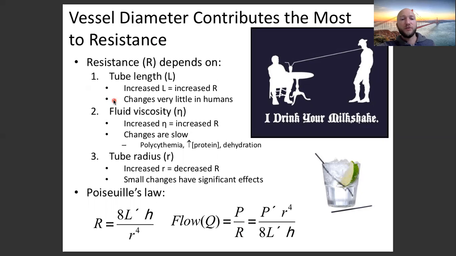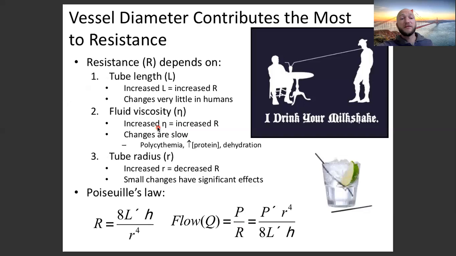It's not something that you can quickly change in order to affect blood flow. If you want to change your blood flow, you can't just quickly change your tube length, right? So when we want to regulate flow, tube length is not a good way to regulate flow. Tube length is not a good way to regulate blood flow in our bodies because we cannot quickly change tube length.